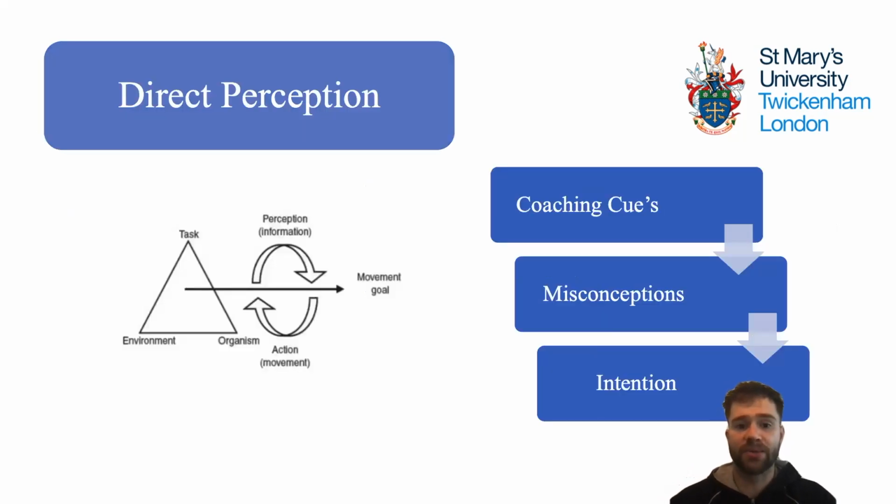So direct perception, looking at the image on the left, we've got task, environment, and organism. And these will affect someone's perception. It will give them different types of information from those categories that will then affect their action, which is of course a movement, in this case, executing a snatch or clean and jerk, which then leads to a movement goal, which we will look at in the task section of Newell's constraints-led approach.